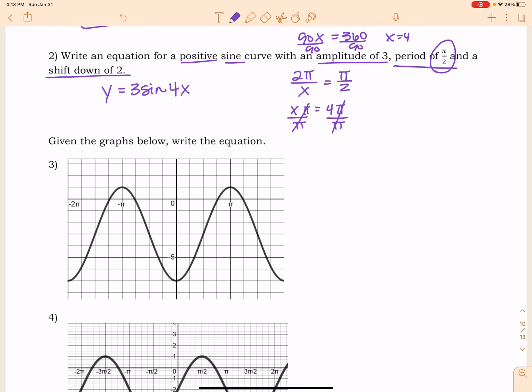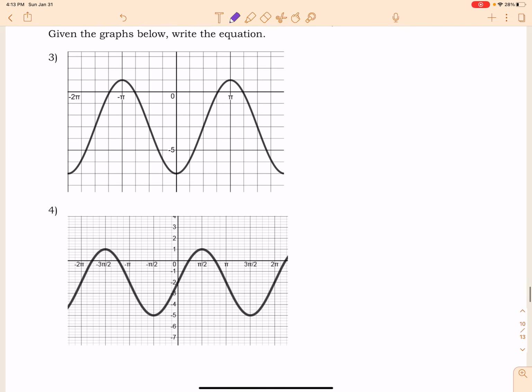This shift down of 2, no parentheses. You could also write this as y equals negative 2 plus 3 sine of 4x. Those mean exactly the same thing. Okay, so now we're going to look at a graph. The graphs tend to be a little trickier, so I'm just throwing that out there for you.